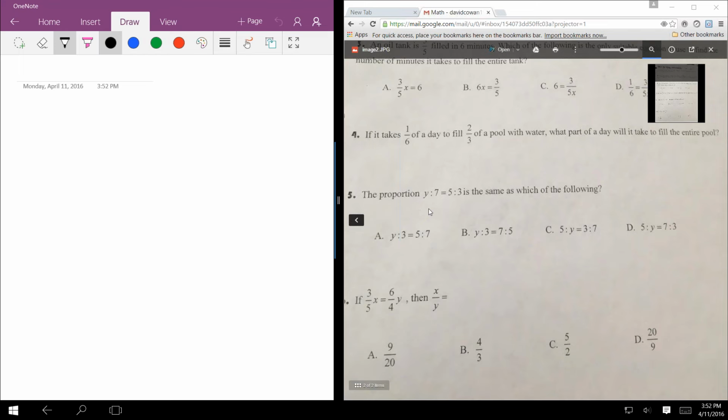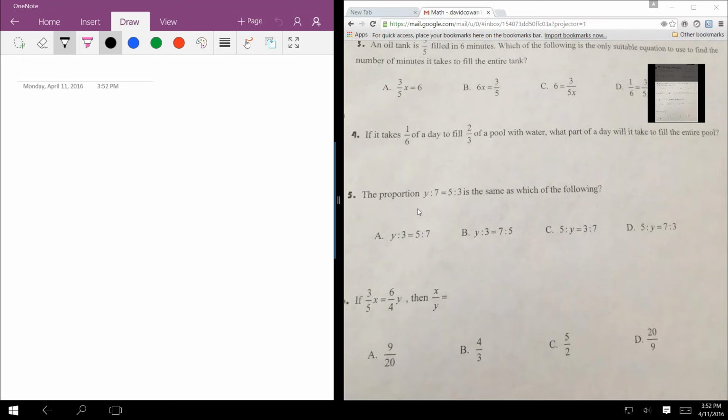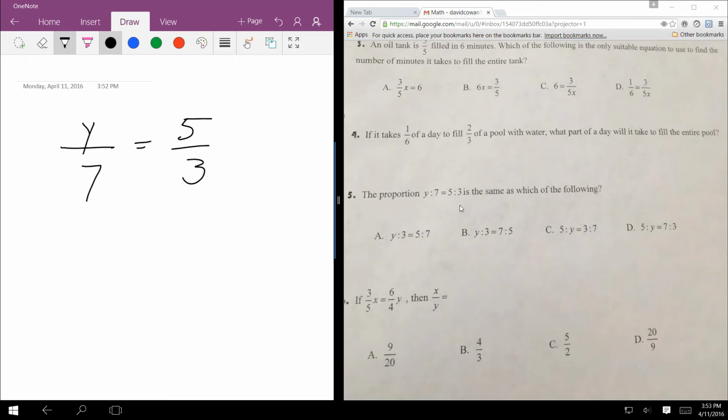So if I say y colon is the same as is to 7, so this is the same as saying y is to 7 as 5 is to 3. Well, that means y is to 7 as 5 is to 3. Well, what else does that mean? If I do a little cross multiplication and division, which one of these can I produce?